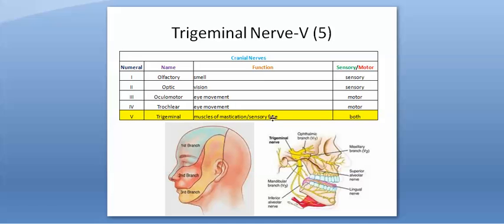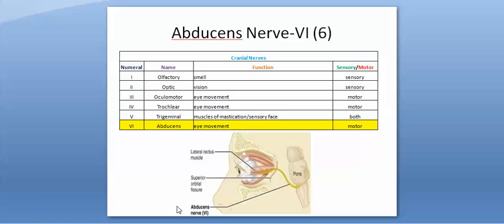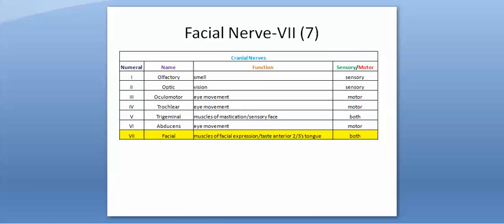So it's sensory to the face and motor to muscles of mastication, such as the masseter. Okay. It also plays a role in innervation to the tongue, and we'll get to that in just a minute. All right, so there's our abducens, eye movement.